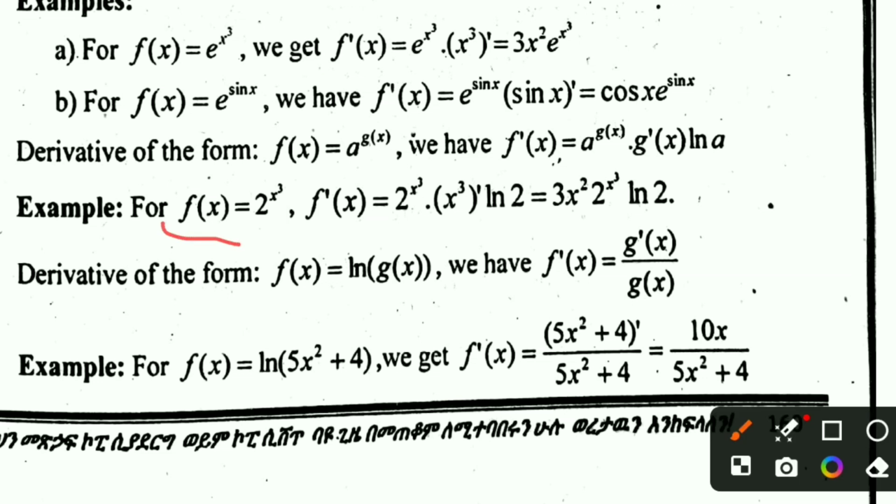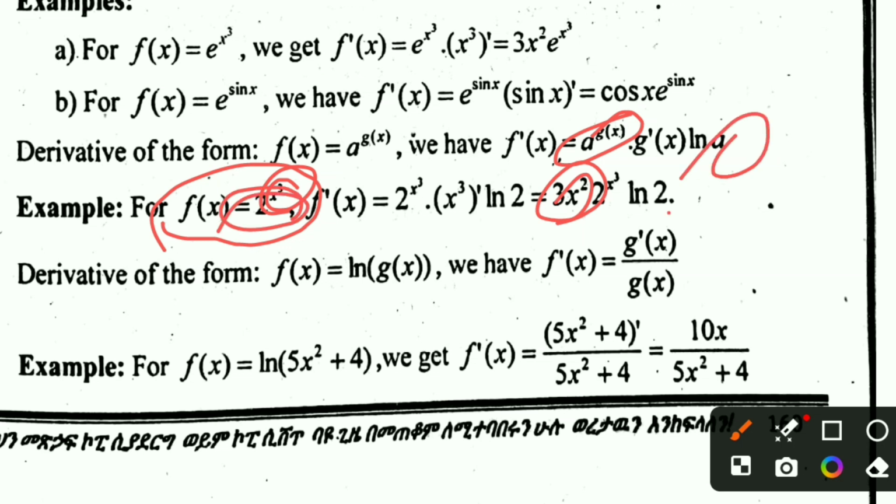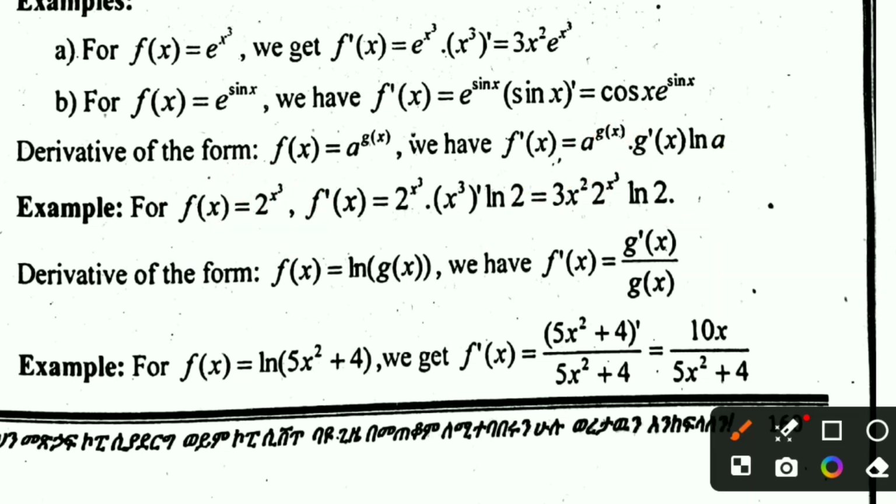For example, if f of x is equal to 2 raised to x cubed, then what is the derivative of f at x? The derivative will become what? The original function times g derivative, that means our exponent's derivative, which is 3x squared. Then ln of a, where a is our base, so ln of 2. So it becomes 3x squared times 2 raised to x cubed times ln of 2. This is the solution, the derivative of f of x equals 2 raised to x cubed.